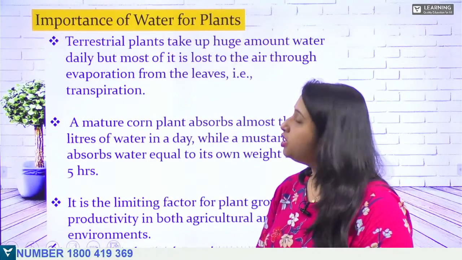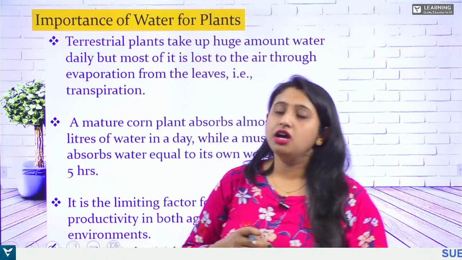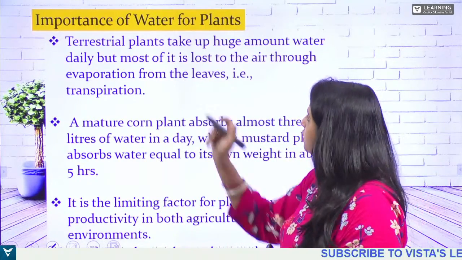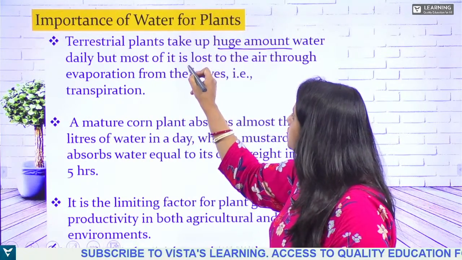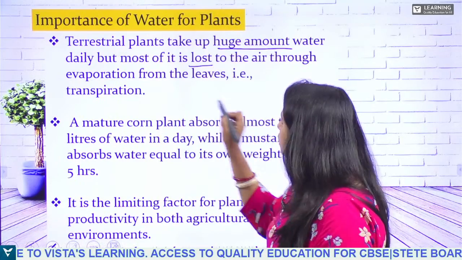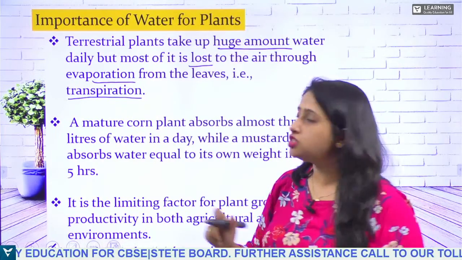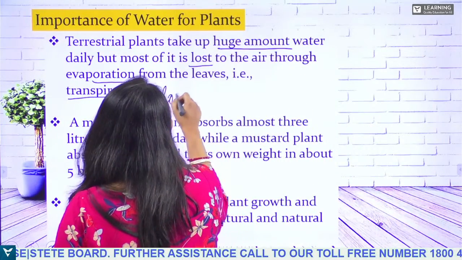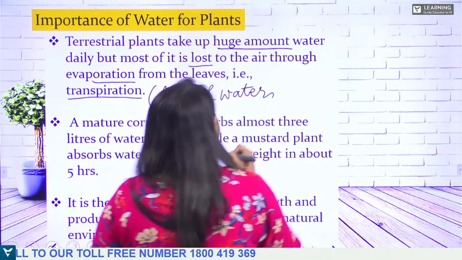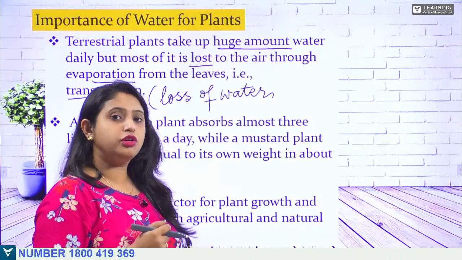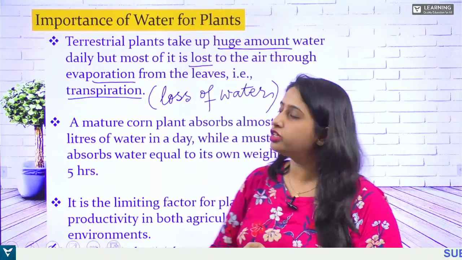Next is terrestrial plants. Terrestrial plants means those plants on land. Some plants you will see in the water. Terrestrial plants take up a huge amount of water daily, but most of it is lost to the air through evaporation from the leaves, that is transpiration. Now what is transpiration? Transpiration is nothing but the loss of water from the leaves of the plant.